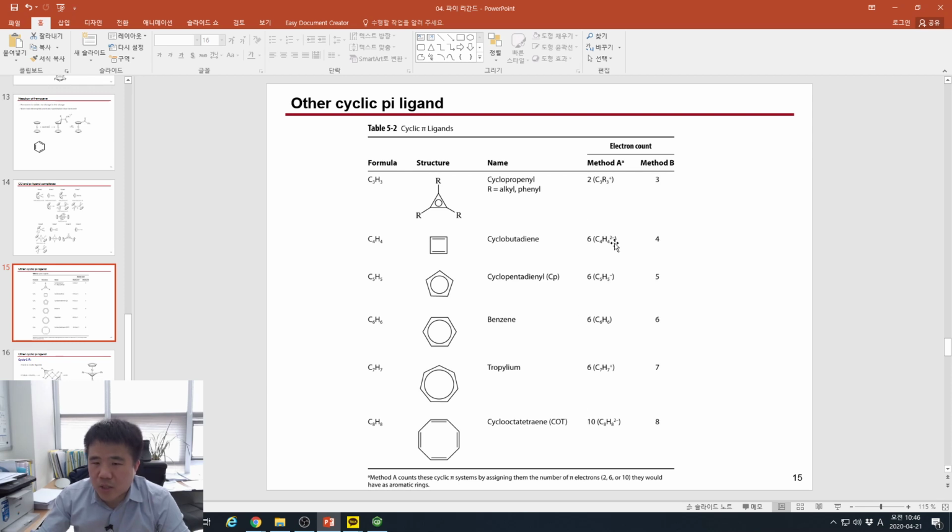But in this case, we need to consider 2 minus. So in one case plus, in another case 2 minus.